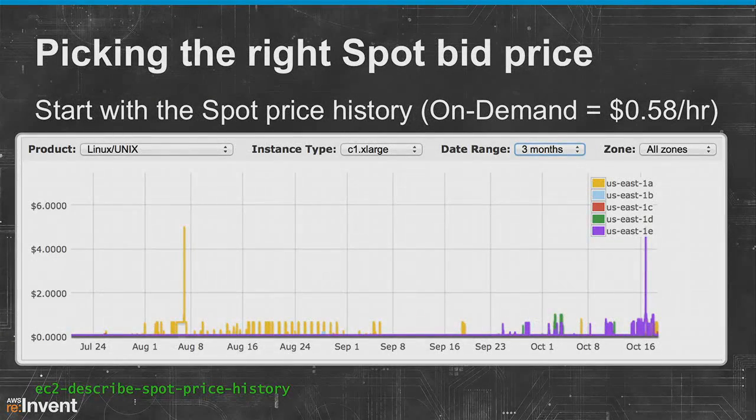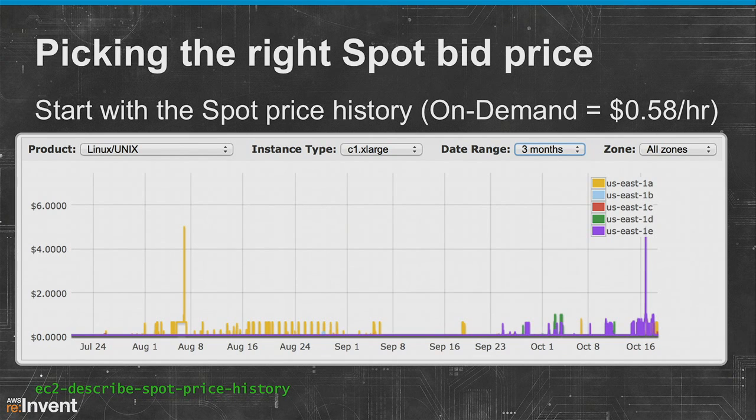So bid prices. That's really the main deciding factor on what your price will be for a spot server, and will also be a factor that determines whether your server will be available and whether it'll get terminated. So you have to spend a little bit of time thinking about that.